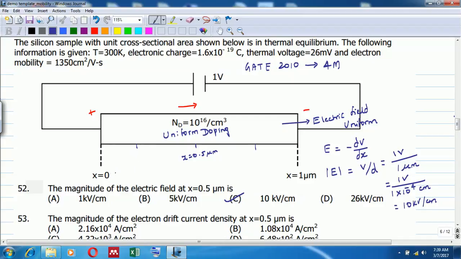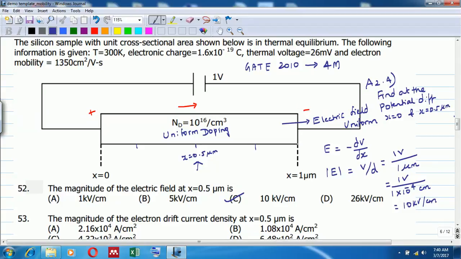Based on this, I'll give you an assignment question. You extend this concept and try to find out what is the drop at x equal to 0.5 micrometer. So assignment 2.4, find out the potential drop, or the potential difference, rather you can say it as potential difference between x equal to 0 and x equal to 0.5 micrometers.